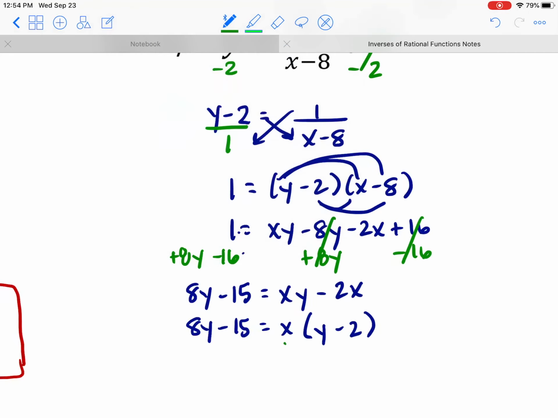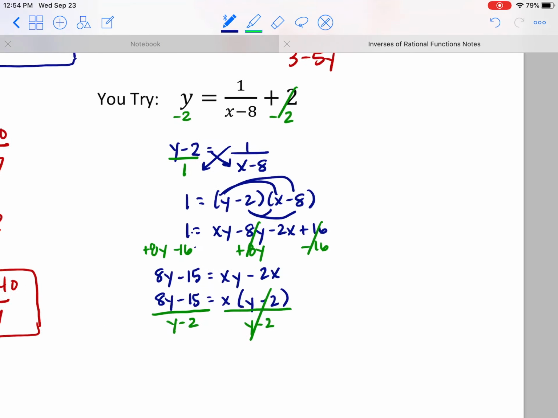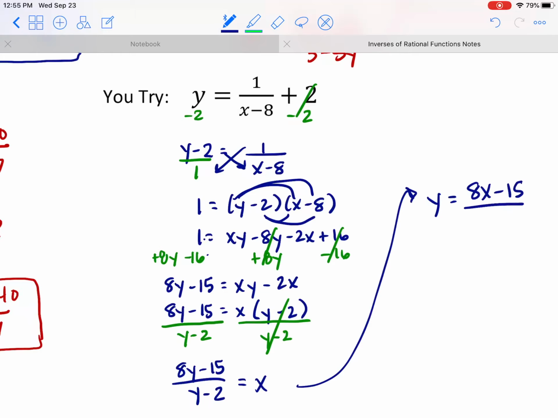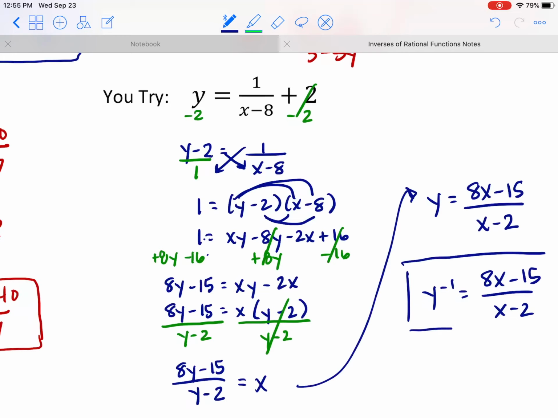And now I can divide. Let me divide over the y minus 2. And now we're good. X is all by itself. So we have x equal to 8y minus 15 over y minus 2. Now I'm going to switch x and y. So y equals 8x minus 15 over x minus 2. And then I'm going to call it the inverse. 8x minus 15 over x minus 2. And there you have it.